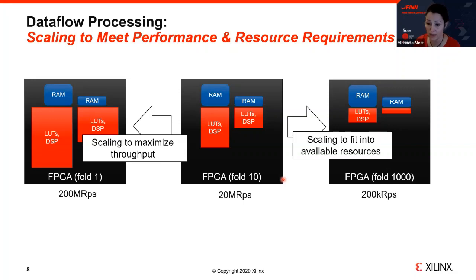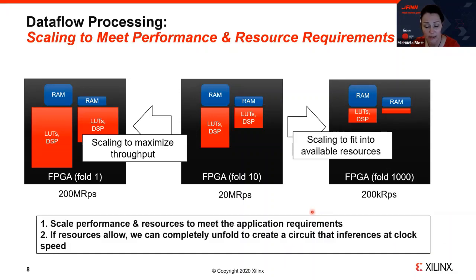So at 200 megahertz, I will get 200 million requests per second. So this is how I can achieve extreme high throughput. When completely unfolded, we talk about a fold factor of 1. The middle one is a fold 10, and the one to the far right, fold 1000. So fold factor is basically proportional to the achieved throughput.